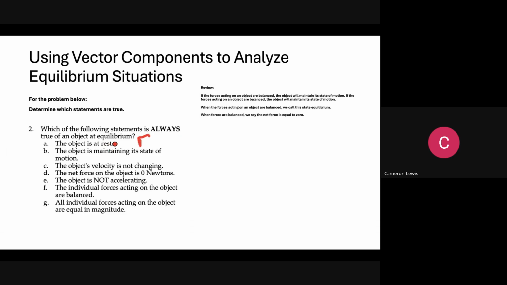Now for the second one: the object is maintaining a state of motion, true or false, if it's at equilibrium? True. I got true. Anybody else differ or the same?